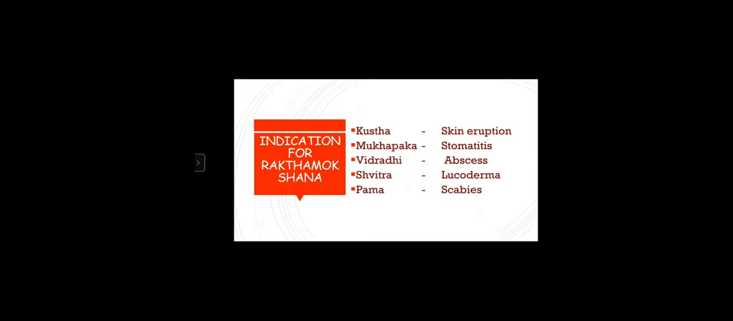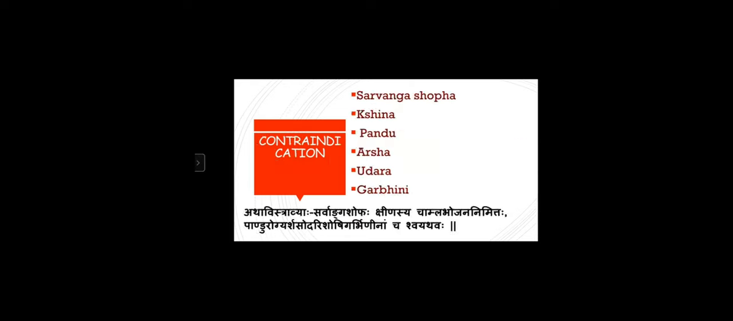Indications for raktamokshana: as with Jalaukavacharana, indications come under mukhabhaga, then pushta, vidradhi, shvitra, pama, padarekta, gurugatrata, then shirorujа, indralupta, sarvanga shotha, kshina, pandu, arsha, udara, and garbhini. Actually these topics are scattered in both Sutrasthana and Sharirasthana; you have to compile them and learn. Sarvanga shotha, kshina, any diseases resulting from amla bhojana nimitta, pandu roga, arsha, udara, shoshi, garbhini, and swedavaha.